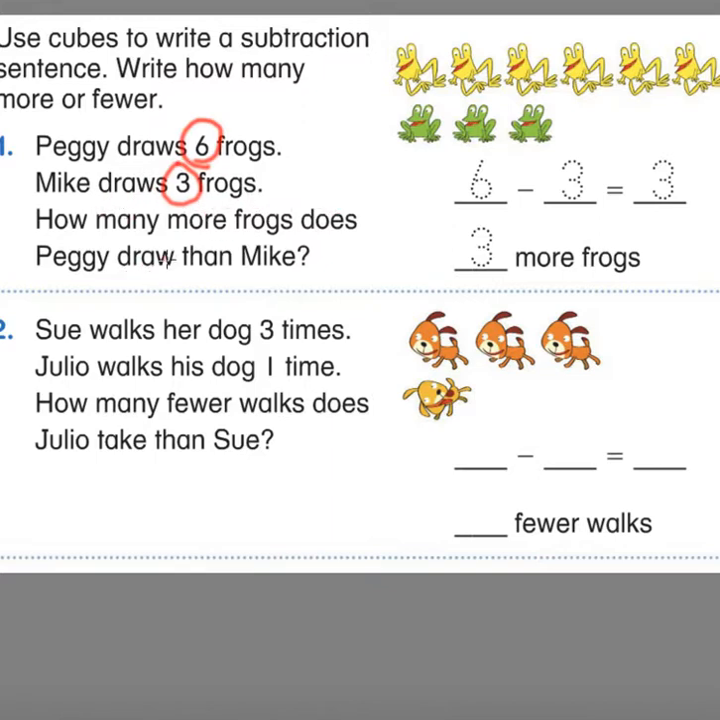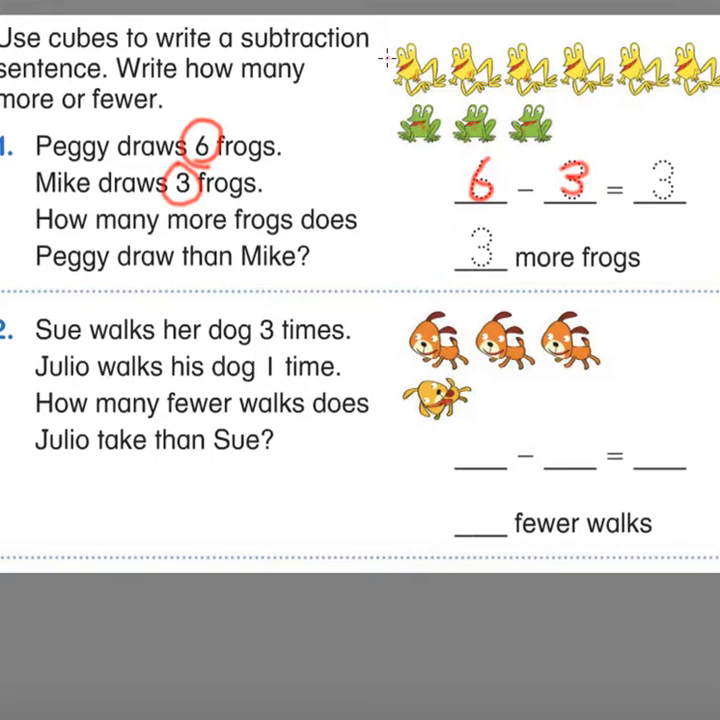How many more frogs does Peggy draw than Mike? So first, we're going to look at the big number, right? Which is these yellow frogs. Let's count them. 1, 2, 3, 4, 5, and 6. So first we write our big number, which is 6. Now we need our little number, which is the green frogs, right? So let's count these. 1, 2, 3. Let's write that number 3.